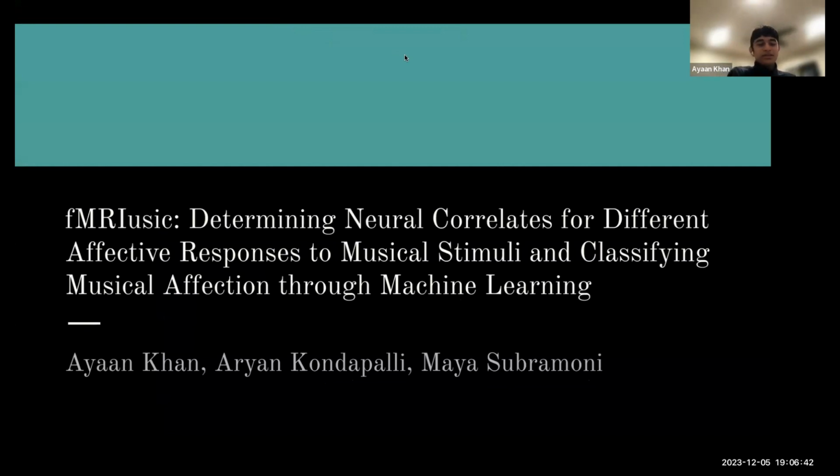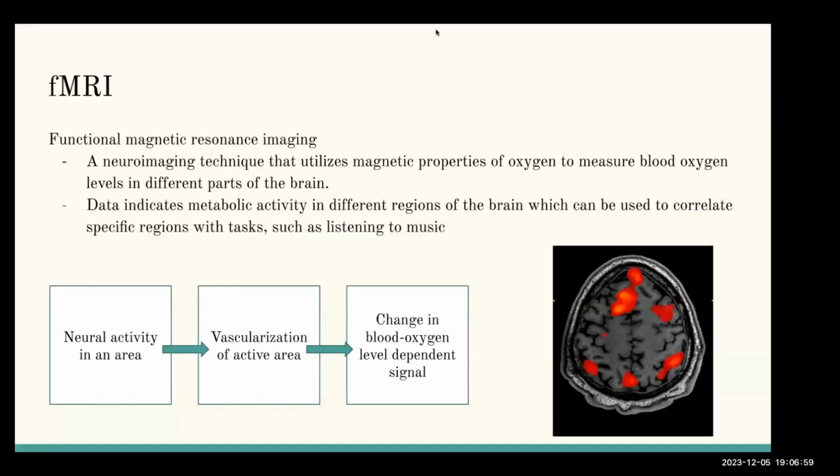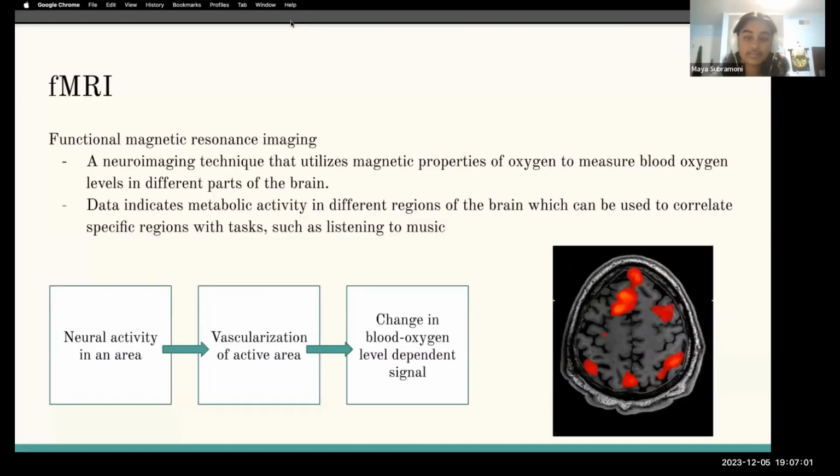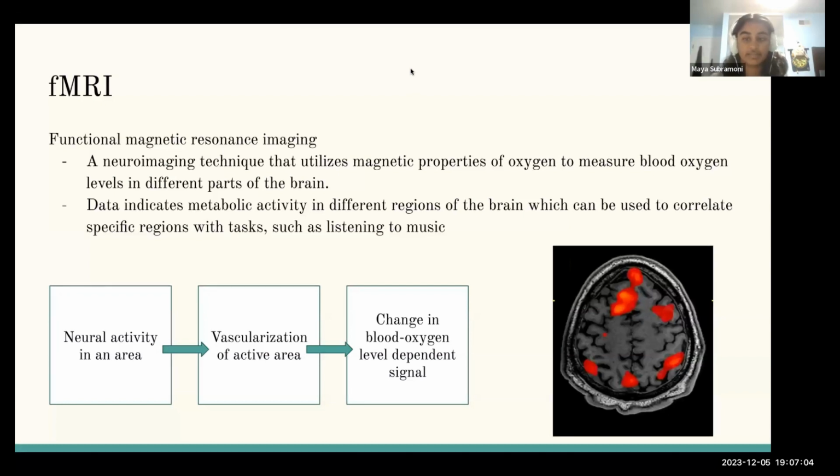So our project, we're called the fMRIusic team, and our project is determining neural correlates for different affective responses to musical stimuli and classifying musical affection through machine learning. I'm Ayan, and my group mates are Oren and Maya. Our project is mainly focused on analyzing fMRI data.